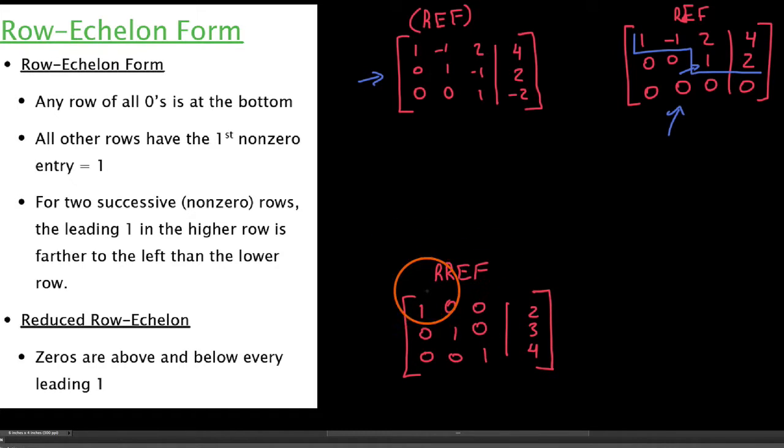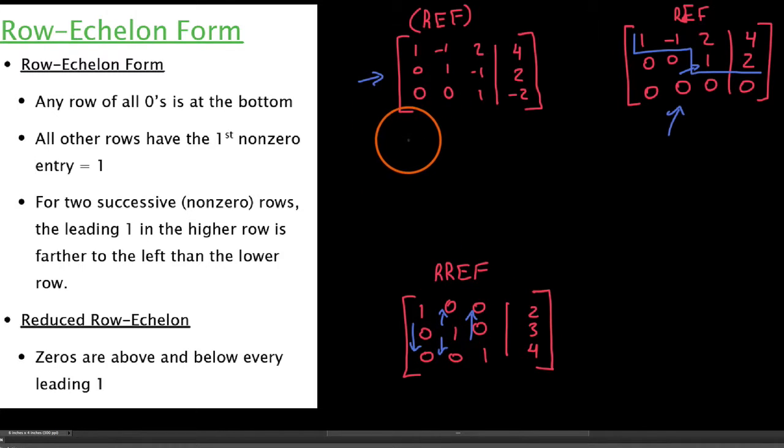And looking at why, it's because we say zeros are above and below every leading one. So you'll notice that we have zeros below this one, and I have zeros above and below this one, and I have zeros above this one. Basically, zeros everywhere except for ones down this main diagonal. So let's talk about the significance of writing things in row echelon form or reduced row echelon form.